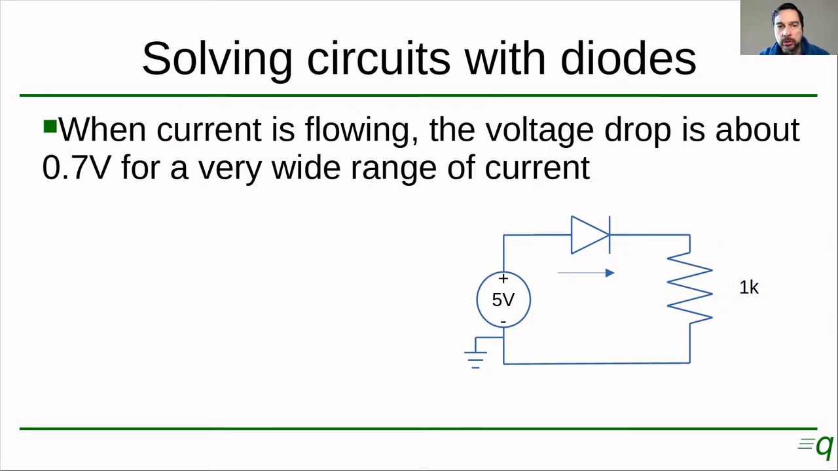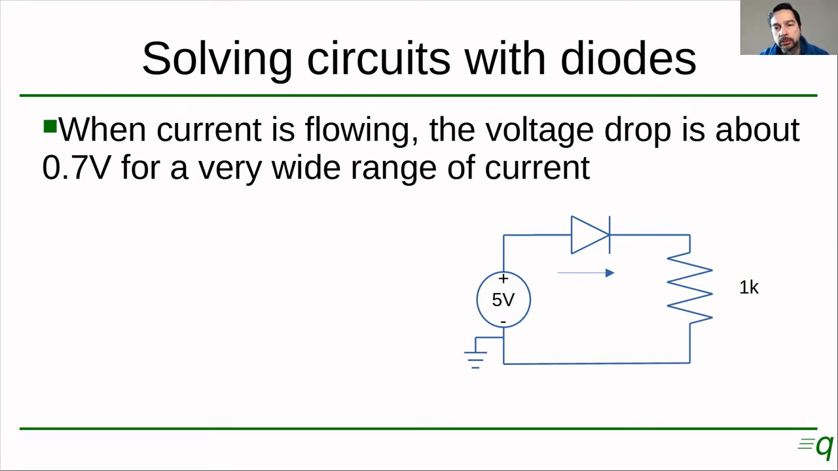Something to keep in mind is when current is flowing, the voltage drop in a diode is about 0.7 volts for a very wide range of current. So even if you don't know how much current is flowing through the diode, you can approximately say that the voltage drop is going to be 0.7 volts.